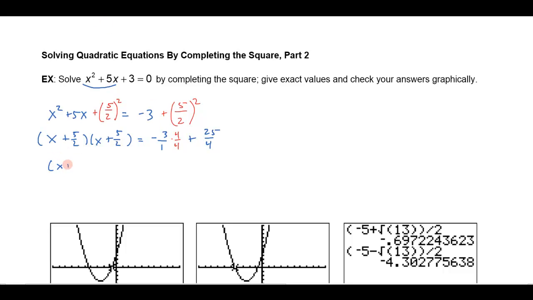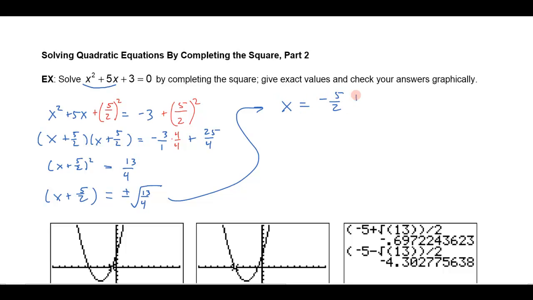So this is now a perfect (x plus 5 halves) squared equals, and over on this side I'm going to get negative 12 plus 25. Well, that's 13 fourths. Now I'm in the position where I can extract the square roots. So I get x plus 5 halves is just going to be plus or minus the square root of the 13 fourths. So my x is going to be negative 5 halves plus or minus, and then I can simplify this. That's just the square root of 13 over 2. So I could combine those under that same common denominator and say that's negative 5 plus or minus the square root of 13 over 2.